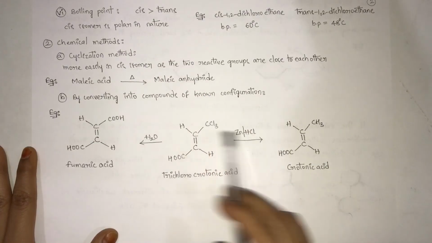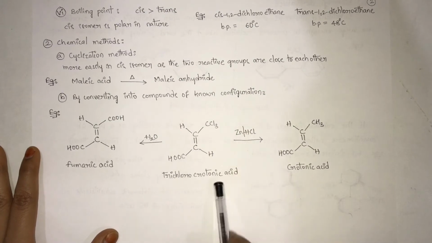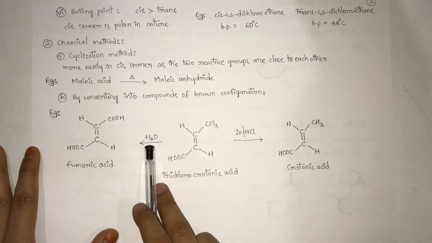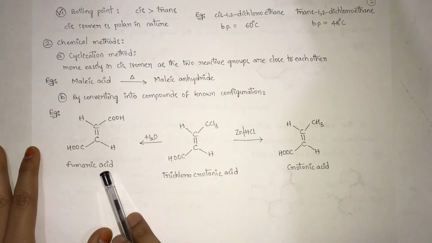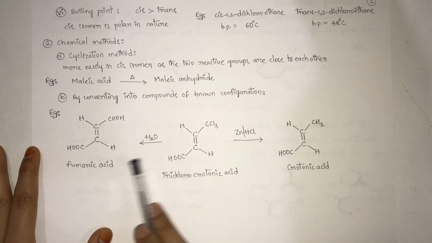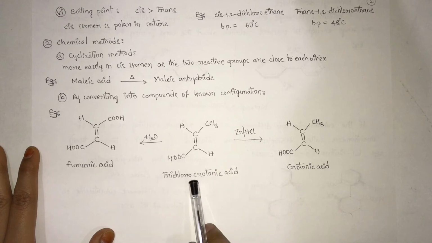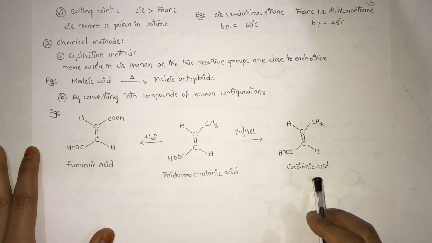Second one, by converting into compounds of known configuration. For example, trichlorocrotonic acid. We don't know the configuration of this molecule, but on hydrolysis it results in the formation of fumaric acid. The configuration of fumaric acid is trans. So, when we get a trans isomer on hydrolysis, the starting material would also be a trans isomer. This trichlorocrotonic acid on reduction will give crotonic acid.